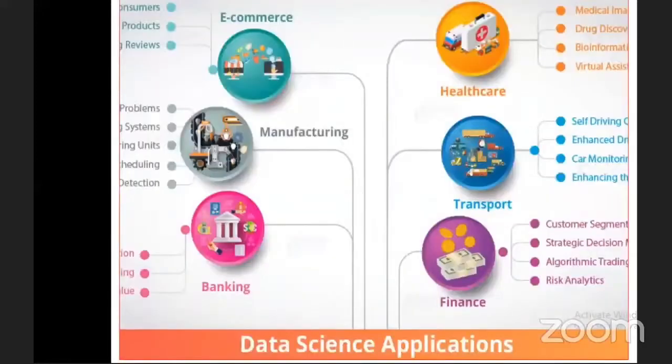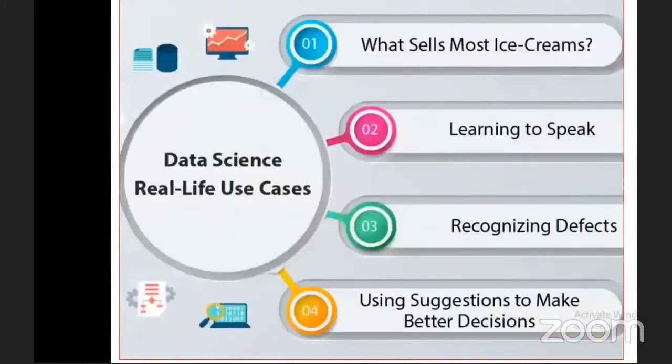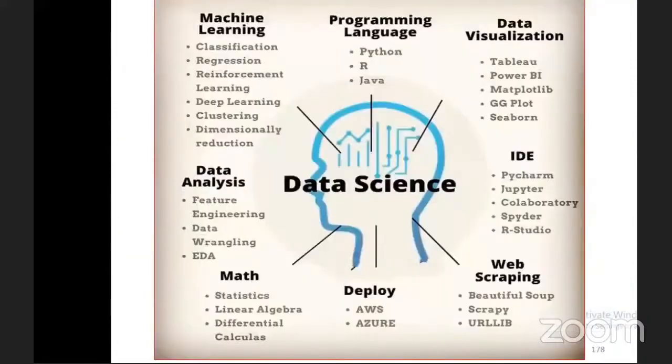And these are data science applications, especially e-commerce like Amazon and Flipkart. These e-commerce websites are getting so much benefit with the help of deep learning algorithms: e-commerce, manufacturing, banking, healthcare, transport, finance, etc. These are the real-time applications. What sells the most ice cream? Learning to speak, recognizing defects, using suggestions to make better decisions. In various fields, wherever data is present, wherever data complexity is there, we are applying deep learning algorithms. So data science is a combination of all sorts of things.